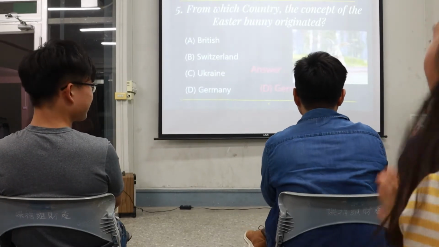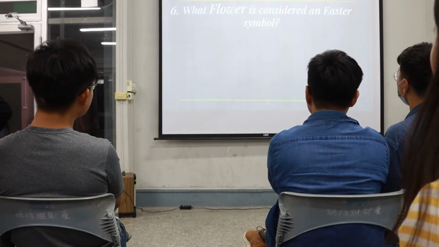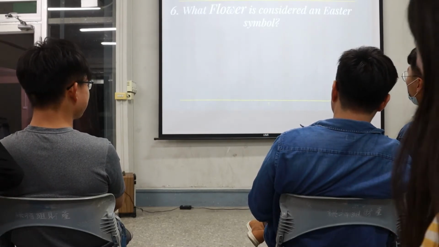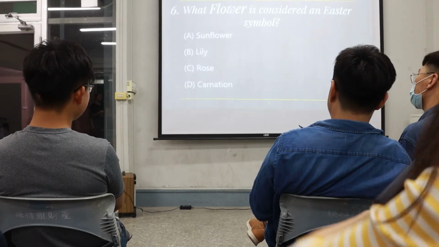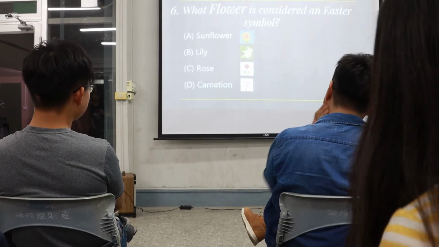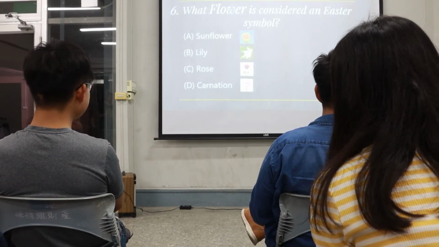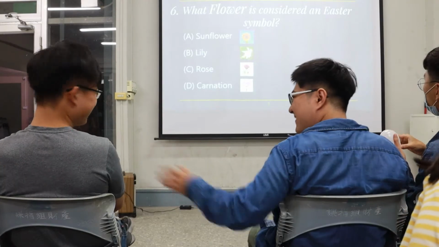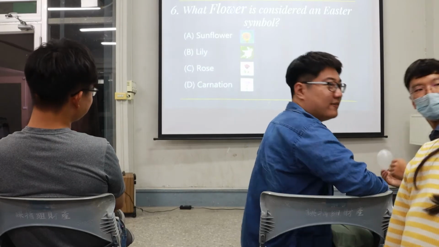Okay, the last 5 questions. Okay, keep going. What flower is considered an Easter symbol? A, sunflower. B, lily. C, rose. D, carnation. This is a picture. Okay. Mother's Day. 1, 2, 3. Lily. Lily? Are you sure? Are you sure? Yes. Really? My choice. Yes.